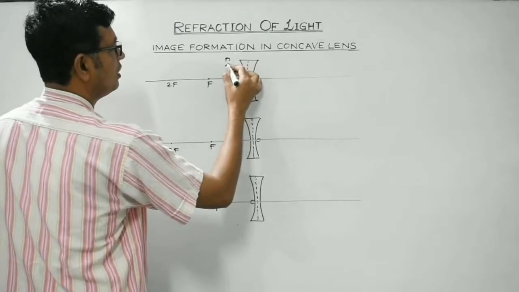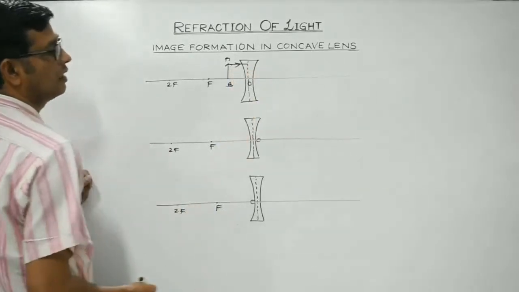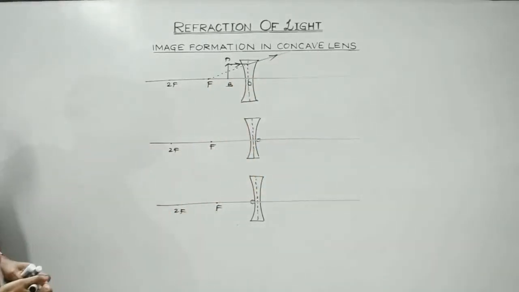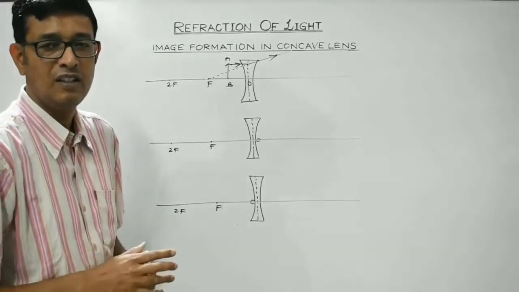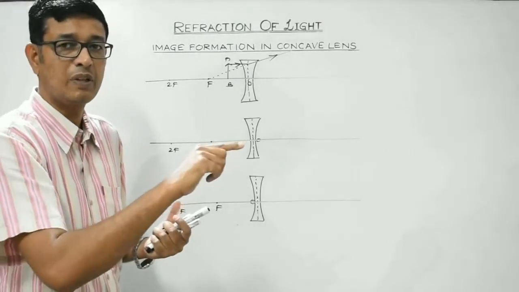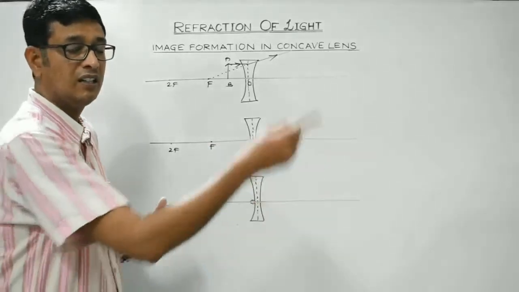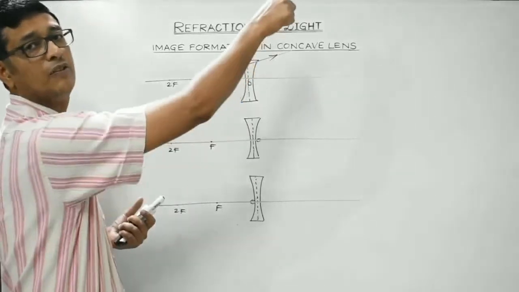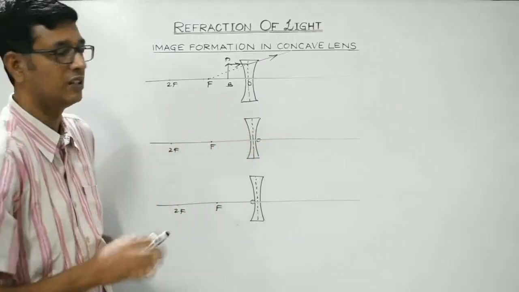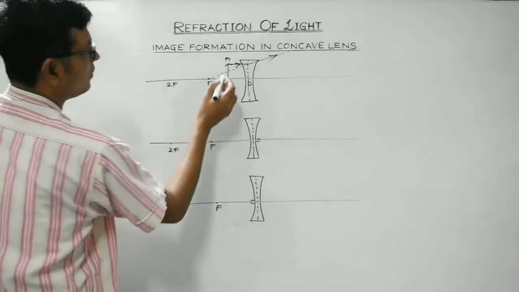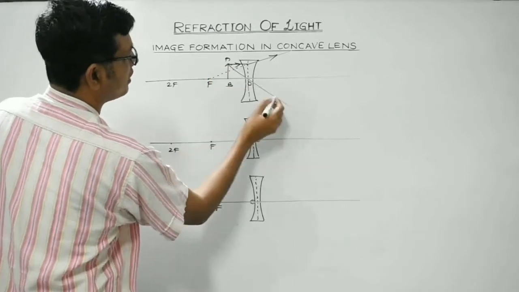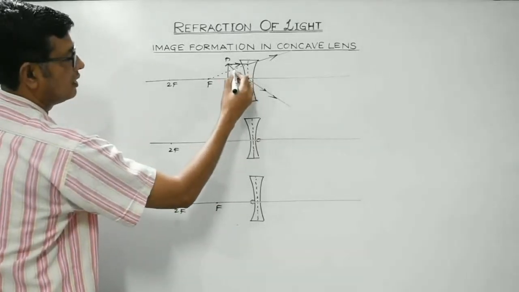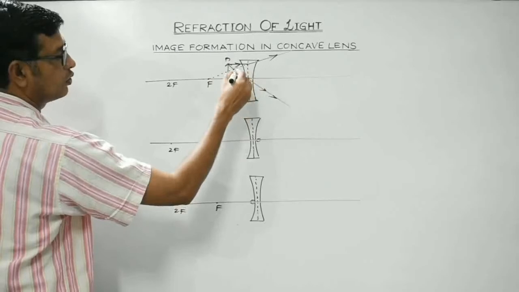As per the rule, a ray parallel to the principal axis, after refraction, will appear to be coming from the focus. So it will be like this. Right? Rule number one. In the case of a convex lens, a ray parallel to the principal axis after refraction passes through the focus. And in the case of a concave lens, a ray which is parallel to the principal axis after refraction appears to be coming from the focus. This is the virtual focus of the concave lens. What about the second rule? A ray passing through the optical center will remain undeviated. So this is where the intersection of the rays is taking place. So here the image will be formed.